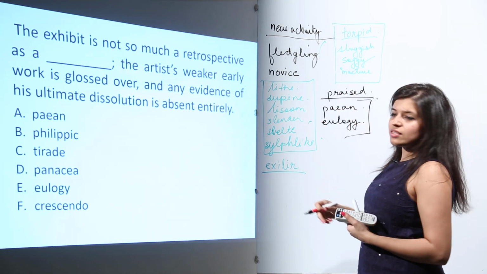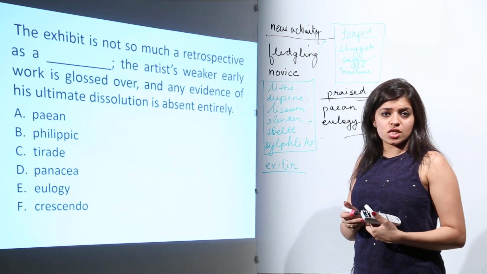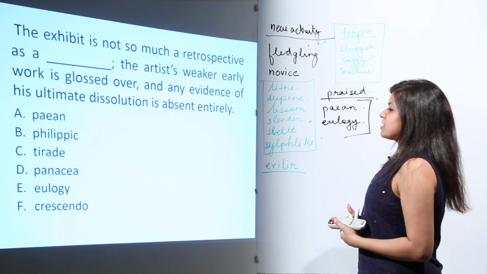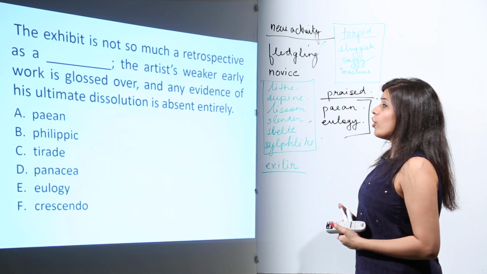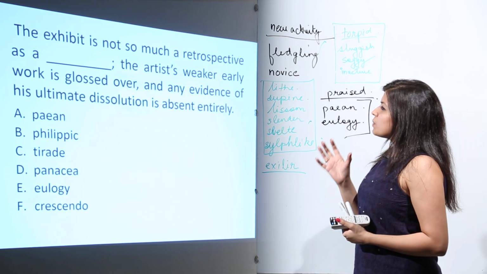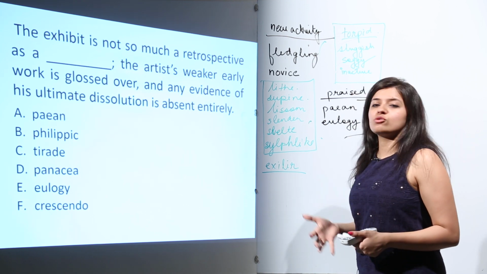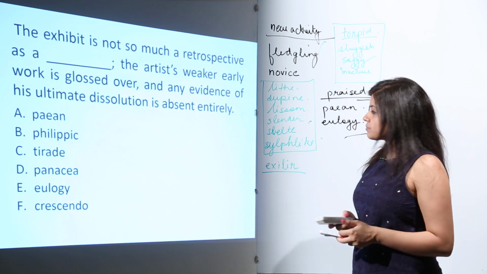Let's put these two words in the sentence to see whether they fit into the sentence properly. The exhibit is not so much a retrospective as a paean or eulogy. The artist's weaker earlier work is glossed over and any evidence of his ultimate disillusion is absent entirely.